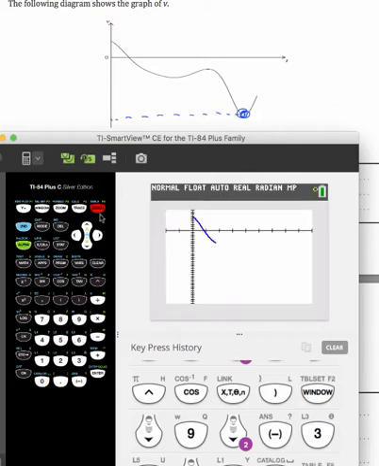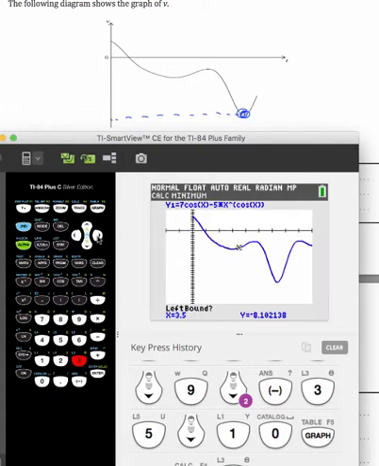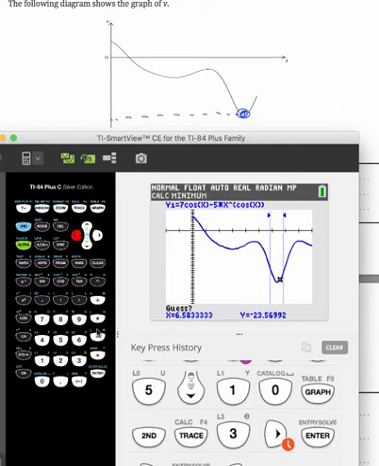All right. So there is the graph, which seems to coincide quite nicely with what we have. Now I want to find a second minimum, so I want to find the value over there. Second calc, I want to find a minimum. I want to give the left bound, to the left of the minimum, there, to the right of the minimum, there, and a guess in between.